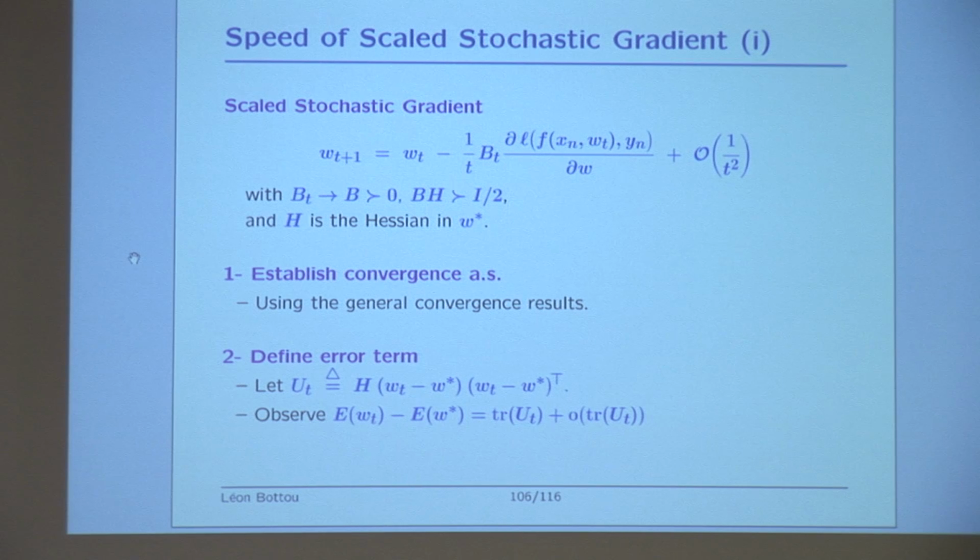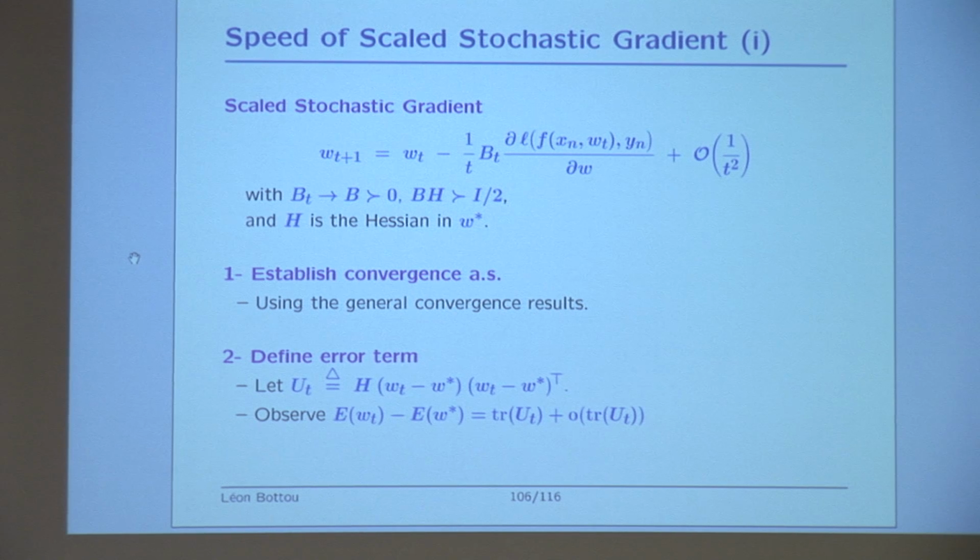So there's something I call the scaled stochastic gradient descent, which is the same as the gradient descent. I take a learning rate in 1 over t, and I use a matrix Bt here. And this matrix, I suppose, is positive definite, and BH is greater than, or BH minus R over 2 is positive definite as well, which is the way to say that I'm in the fast regime of my convergence, where H is the Hessian at the optimum.